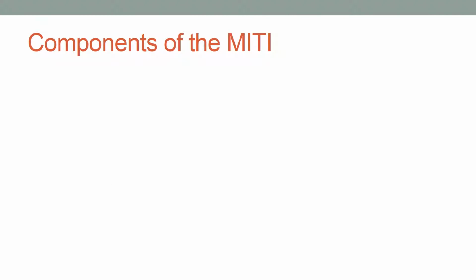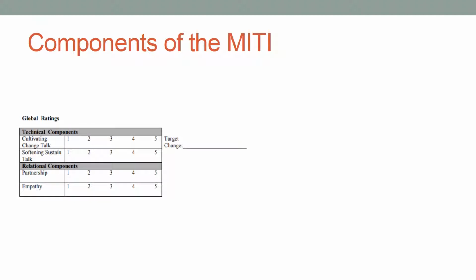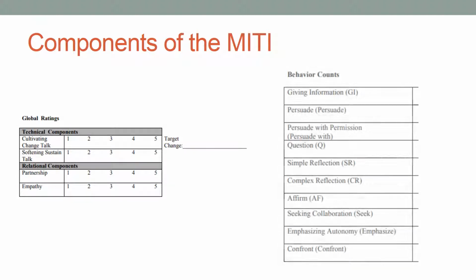So the MITI has two broad components, and these are the global ratings and the behaviour counts. And when you're looking at scoring these two components of the MITI, basically you just select a random 20-minute segment of the interview and you use that as the basis for scoring both the global ratings and the behaviour counts. So you wouldn't apply these scorings or rating tools across the entire interview, just a random 20-minute segment.